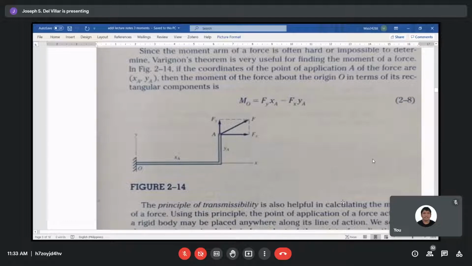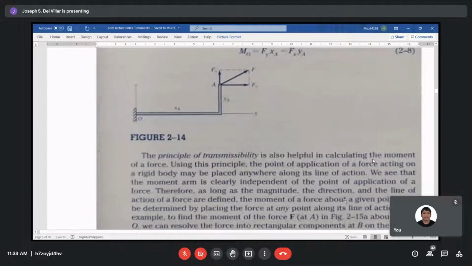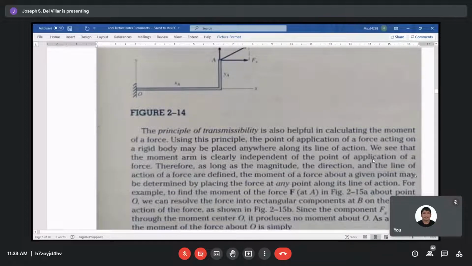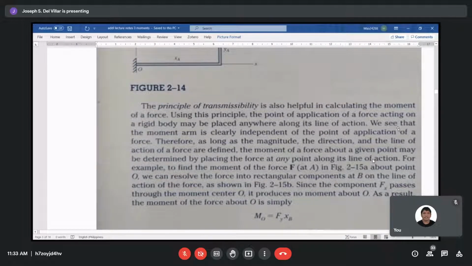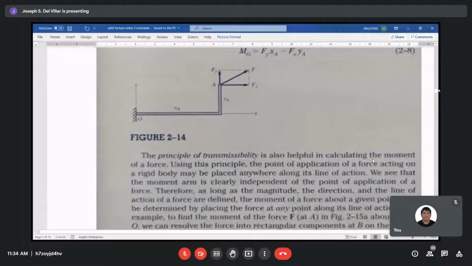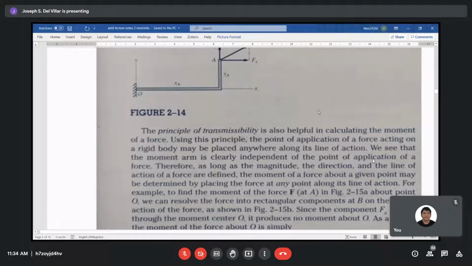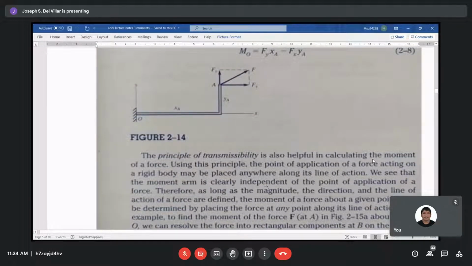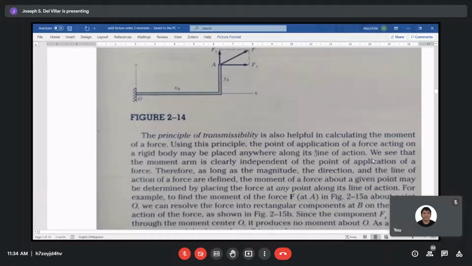Okay, principle of transmissibility. Ang ibig sabihin nito is transferring the force to any of its points along the line of action of the force. Dun mo lang siya pwedeng i-transfer, yung point of application of the force. Ang line of action niya is infinite. Pwede mo siyang i-transfer yung force kahit saan dun sa line of action niya.